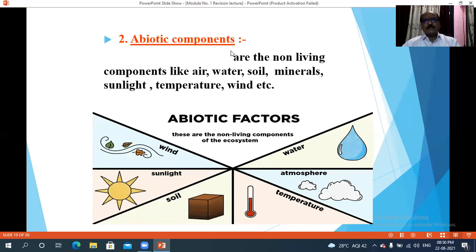Then the abiotic component. The abiotic component includes all non-living things, that is air, water, soil, minerals, sunlight, temperature, wind, etc. You see all these factors are shown here, and their role is also important in the environment.